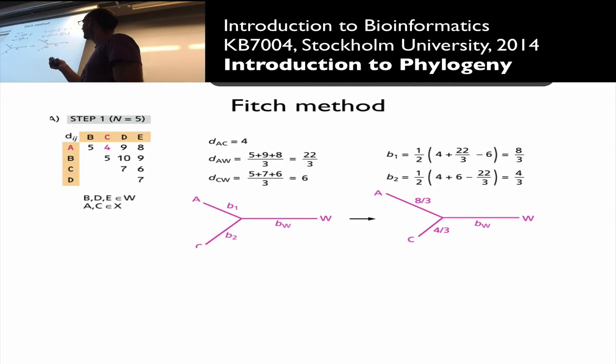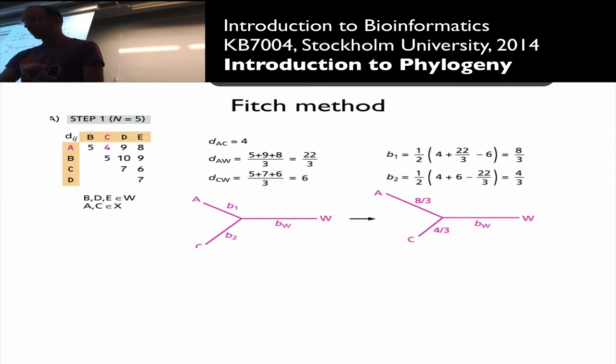Then you can assume that the lengths B1 and B2 should be half of the distance, that is 4 plus the difference between these two distances here. So that's 22/3, so that's 8/3 for some reason, and this is 4/3 and half of that. So you should have 8/3 distance here and 4/3 there. In total this length is 4, but this one is longer than that one. Of course, the reason is because A is on average further away from the others than C.